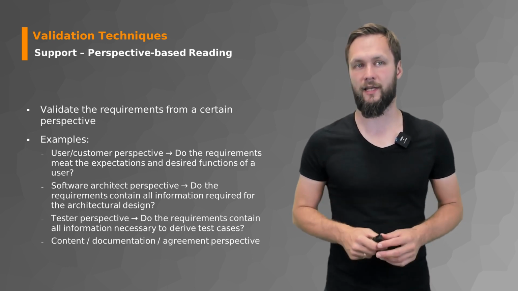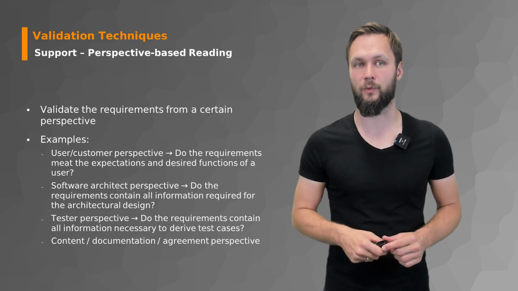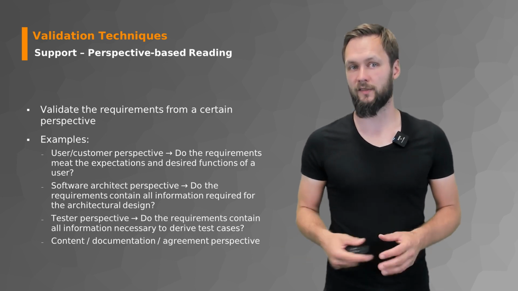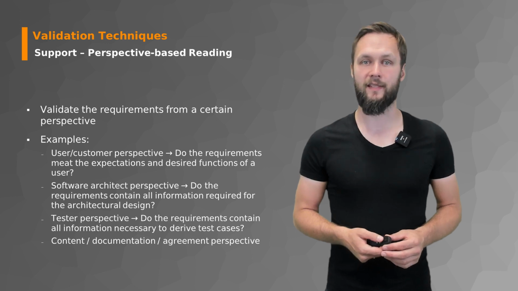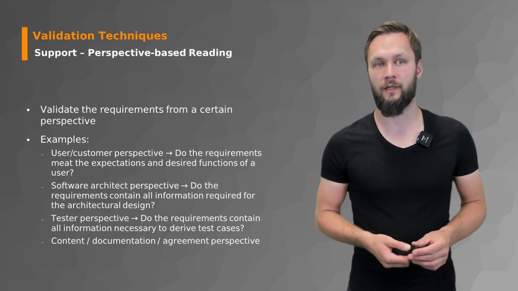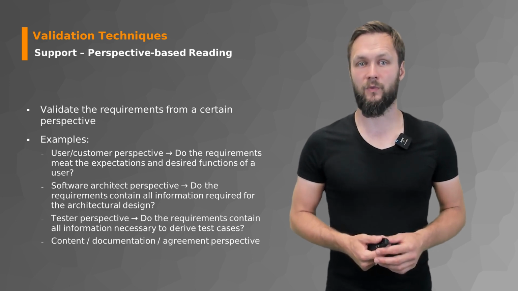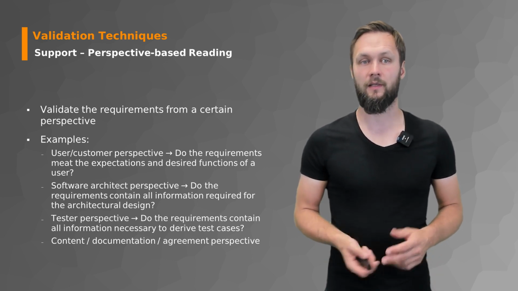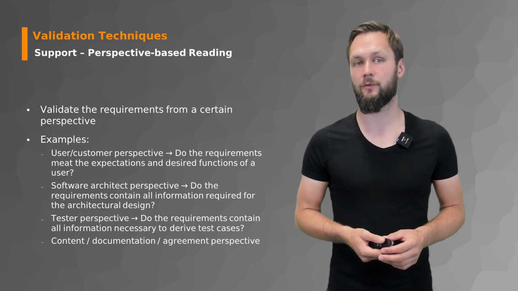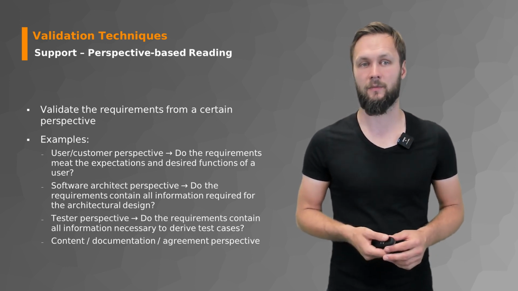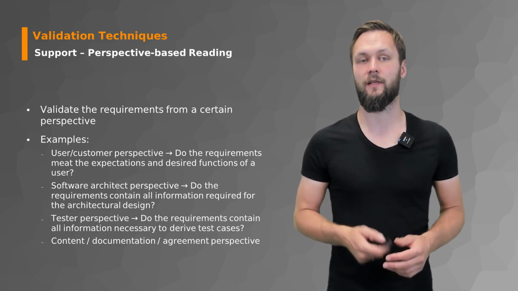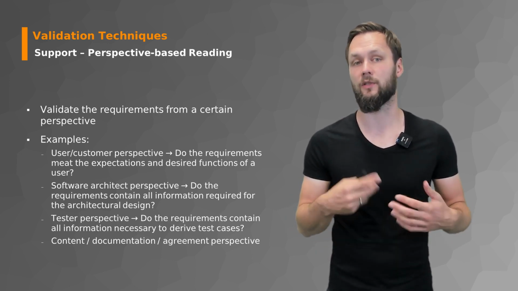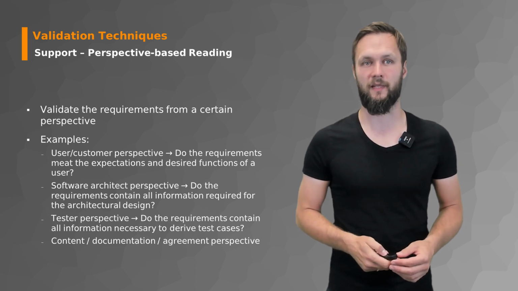But now we're also briefly going to touch the supporting techniques like perspective-based reading, where you validate the requirements from a certain perspective. So for example, from the user or customer perspective. Do the requirements meet the expectation and desired functions of a user? Or from a software architect perspective. Do the requirements contain all information required for the architectural design, or is there something missing? Then, for example, the tester perspective. Do the requirements contain all information necessary to derive test cases? And then content, documentation, agreement perspective, and so on and so on. So try to put on different hats and look at the problem with different perspectives. Or not at the problem, but rather at the requirements with different perspectives.